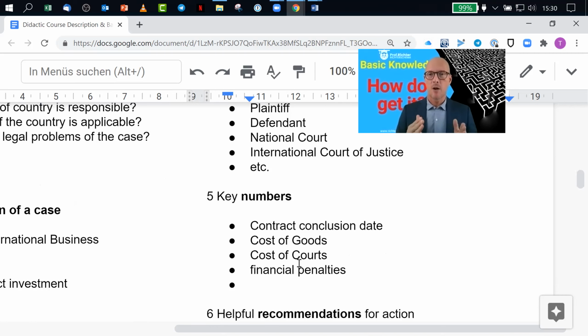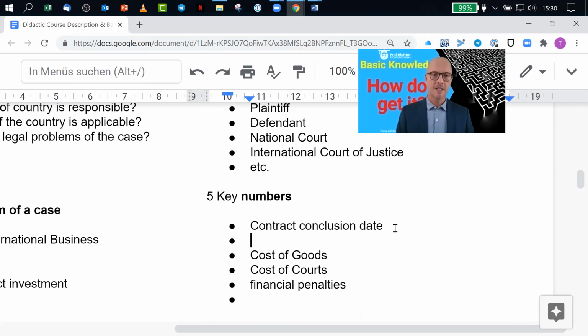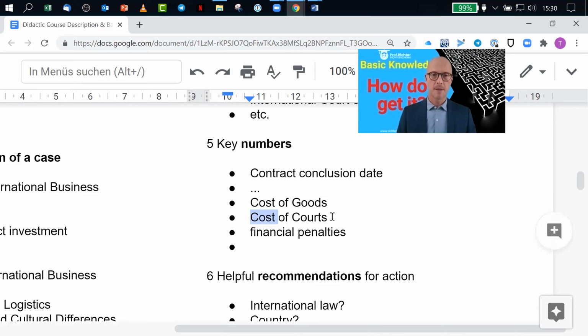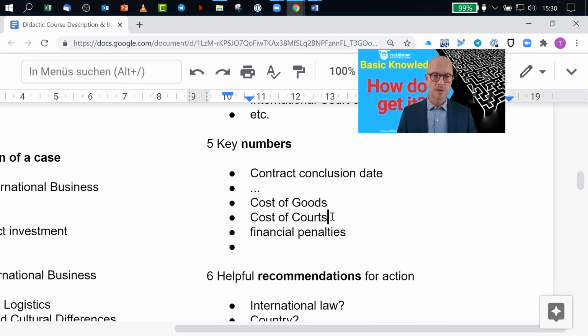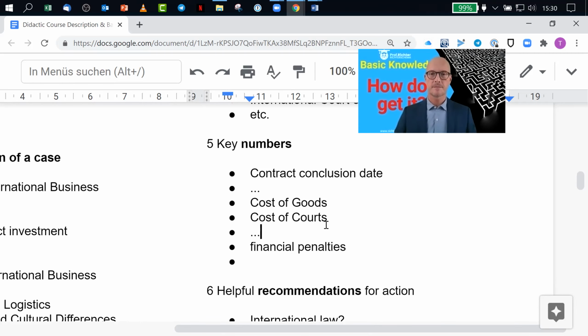The key numbers are always related to the case. So I would always start with a chronological order of what happened here in the case. For example, the contract conclusion date. So we have a lot of dates always, right? But of course, we have also the cost of the goods, the cost of the courts. Sometimes we have some penalties. So we have to find out what are the most important numbers here.